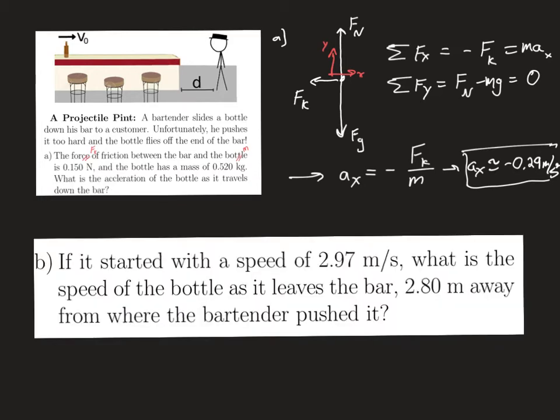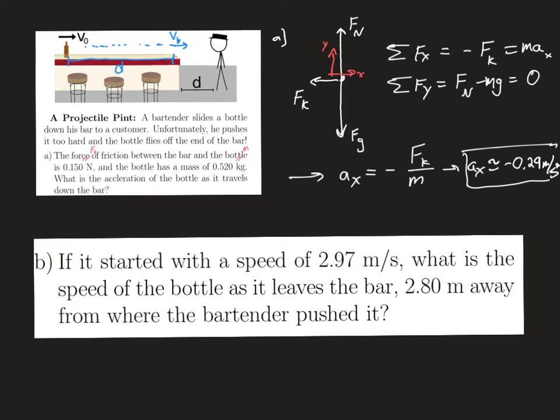Okay, so in part B, we're given that the bottle started at a speed of 2.97 meters per second. What is the speed of the bottle as it leaves the bar 2.8 meters away? So the bottle is now traveling down the bar, and we want to know the speed right there. I'm going to call that VB, because it's the velocity in part B. I could say VF, but the next part is also going to have a velocity in it, so I'm going to be clear and say VB, during part B. That's the velocity after it flies off the bar. It's 2.8 meters away, so I'm going to label that a distance d. And we already have a label for V0, which is 2.97.